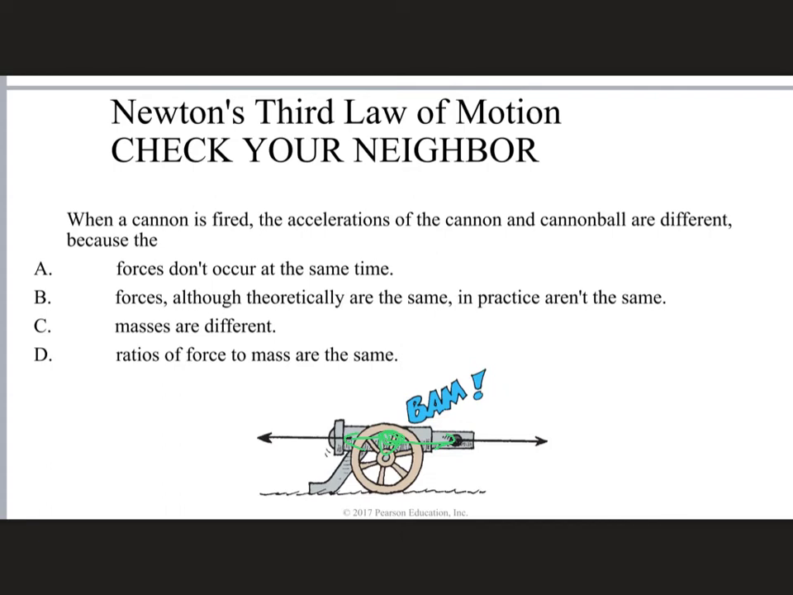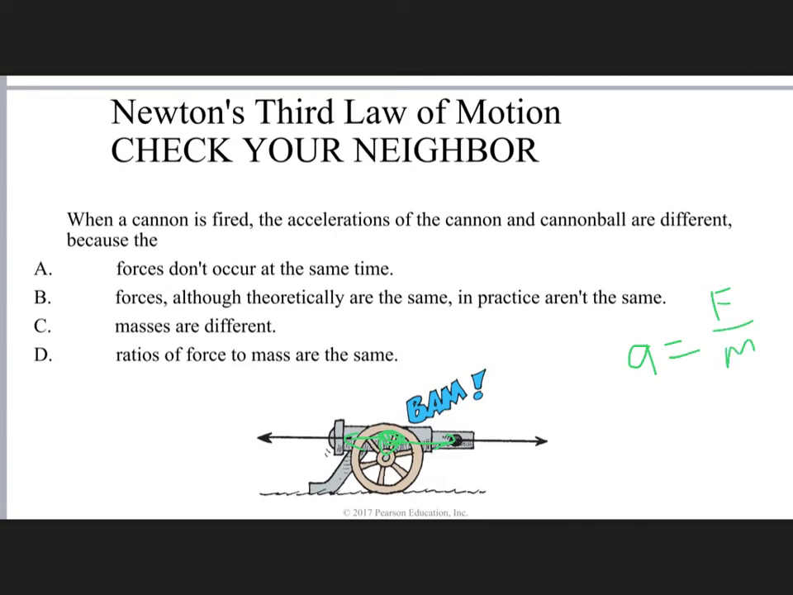Now, when that happens, the accelerations of the cannonball and the gun are dramatically different. The cannonball goes much, much faster than the cannon recoils. Why is that? It's because of Newton's second law. a equals F over m.